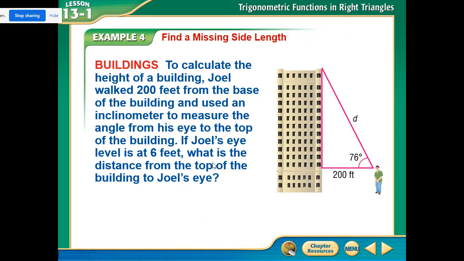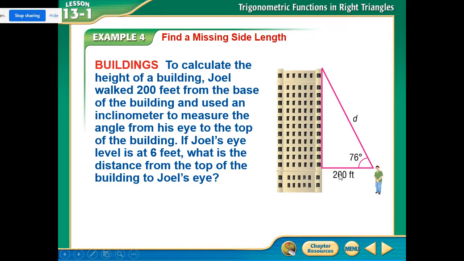All right, to calculate the height of the building, Joel walks 200 feet from the base of the building and uses an inclinometer, which is basically a fancy protractor, to measure the angle from his eye to the top of the building. Joel's eye was level at 6 feet. What is the distance from the top of the building to Joel's eye? So we want this distance here. They say that he's level here, so 200 feet. And this is 76 degrees. That's the angle that he got.